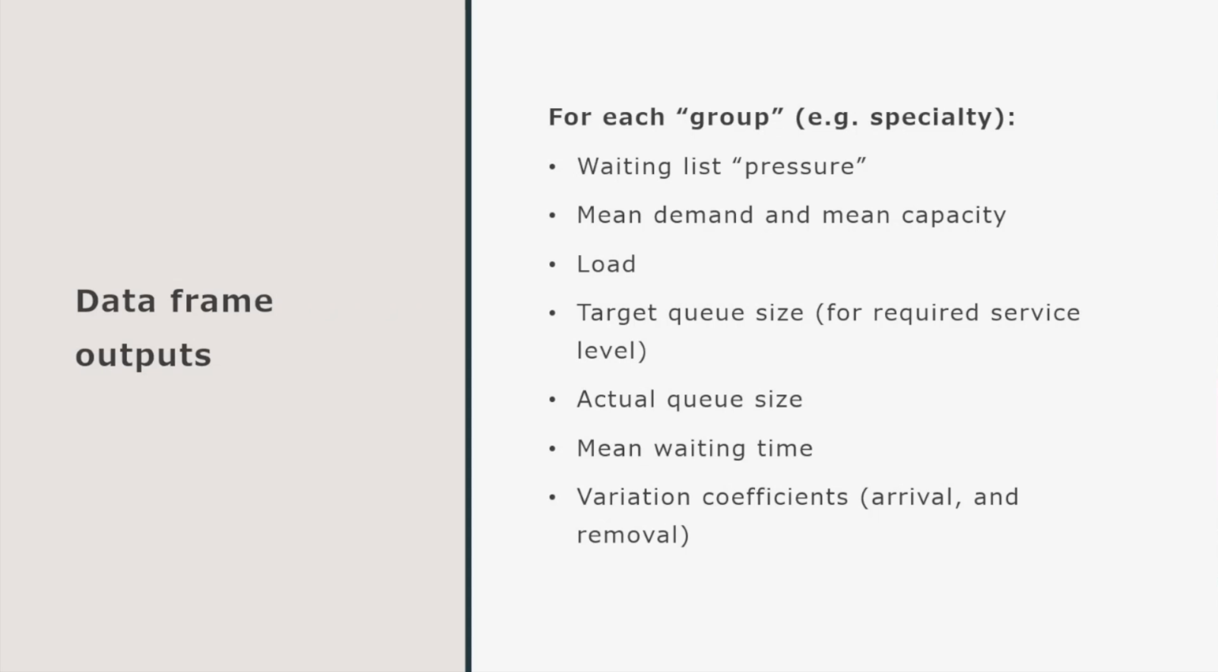We can look at load, so that measure about is it greater than one, i.e. uncontrolled and likely to be growing indefinitely, or is it less than one, which is where we want it. We can look at what the target queue size is for a given service level and what the actual queue size is. We can look at mean waiting time, and we can look at that variation coefficient that Neil talked about. If you have a smooth and level system, you probably can get away with a smaller capacity than if you have a lot of variation in that system. So that's where we're at now.